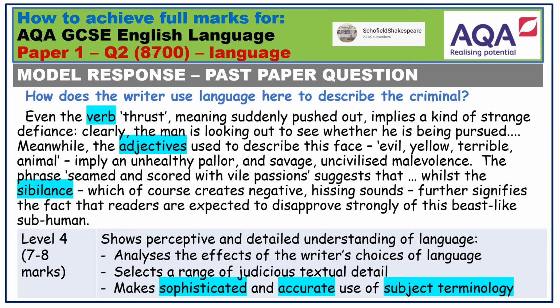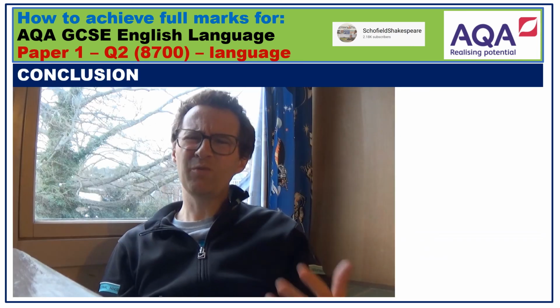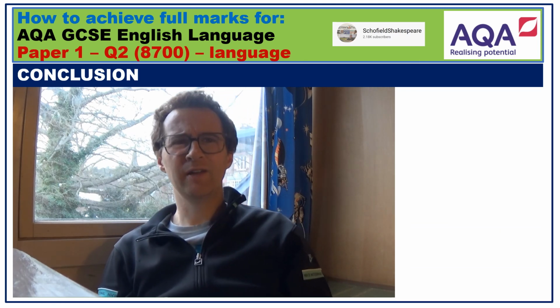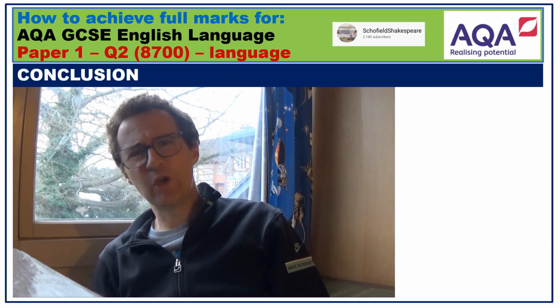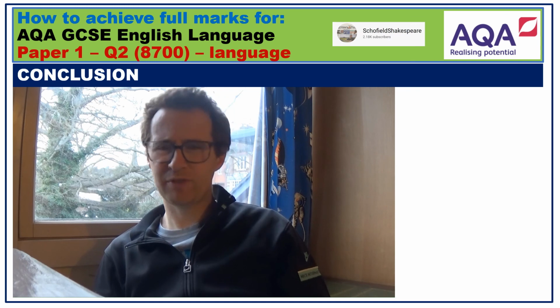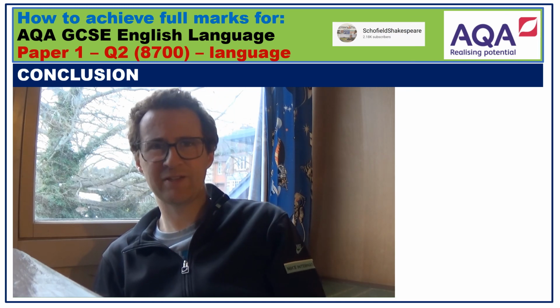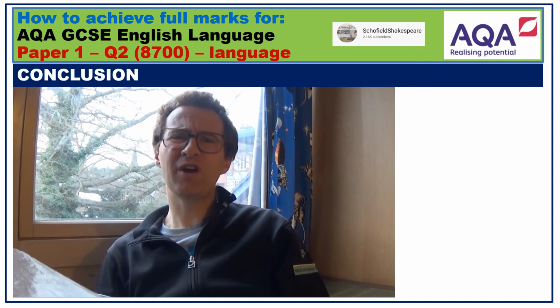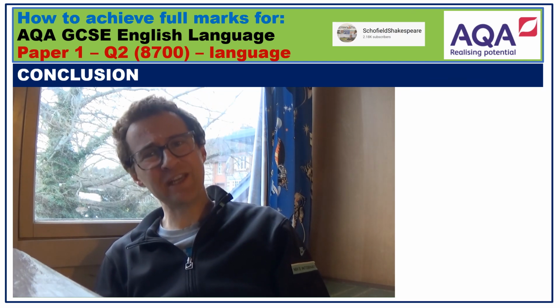Finally, remember the importance of using subject terminology accurately, which I do here with the accurate use of the terms verb, adjectives and sibilants. So what is required in order to get full marks for question 2 from paper 1? Well, examiners are looking for lots of embedded quotations, the use of subject terminology such as verb, simile, rhetorical question, complex sentence. They don't want any waffle, and they want sharp, detailed, precise insight into language, particularly imagery.